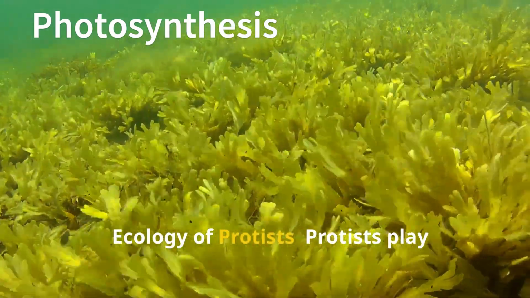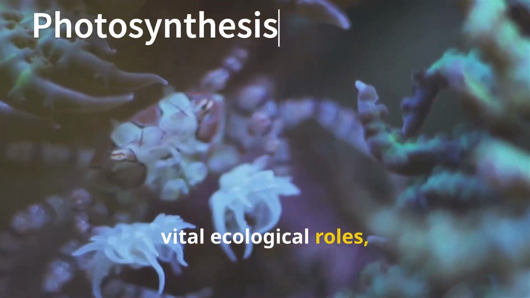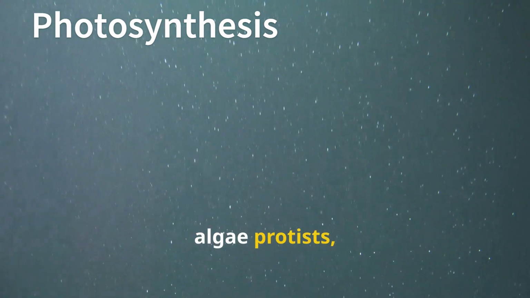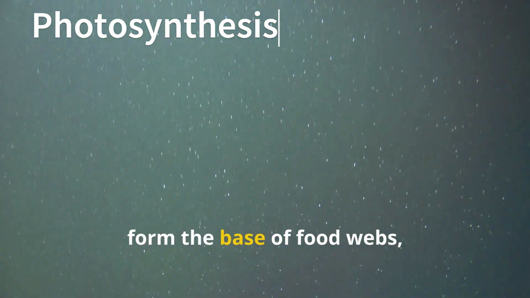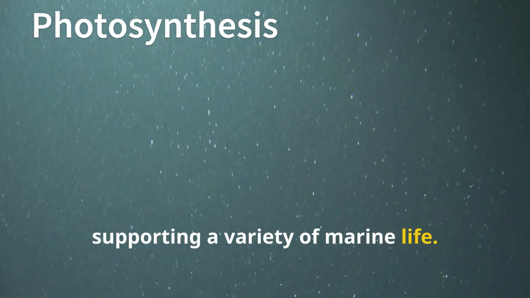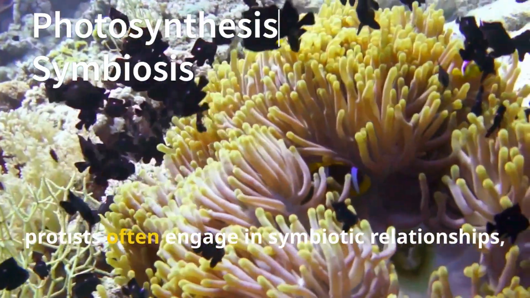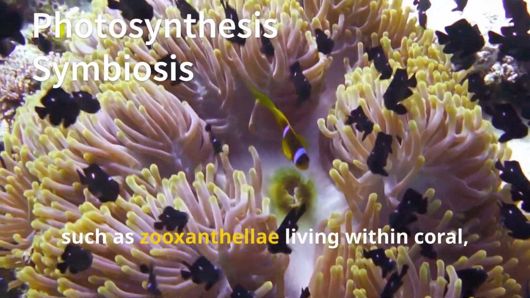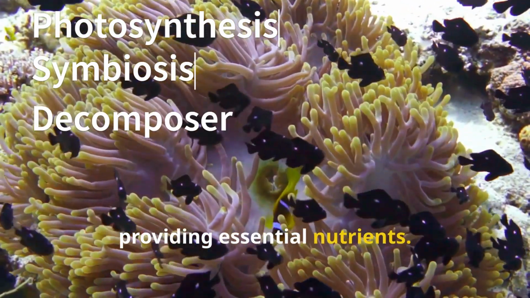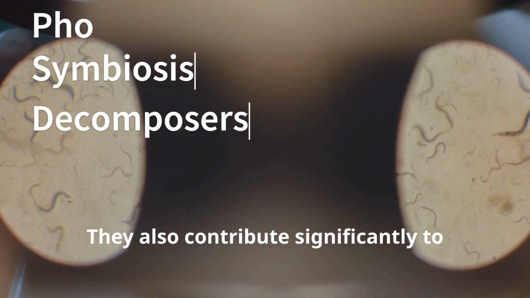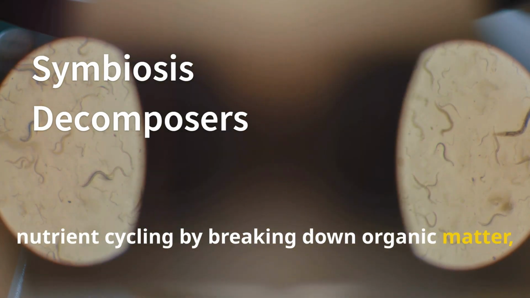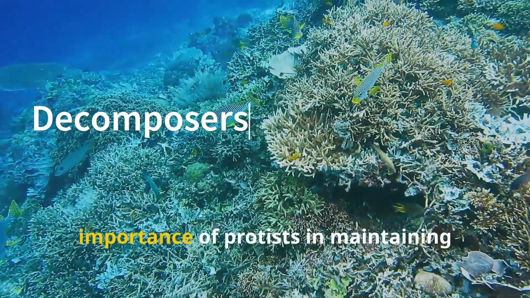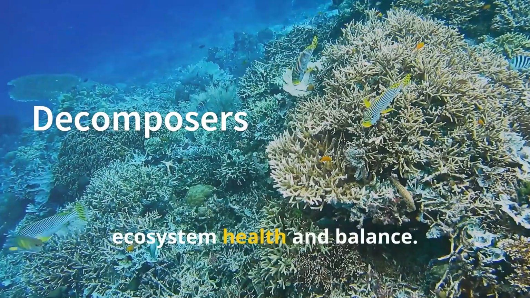Ecology of protists. Protists play vital ecological roles, particularly as primary producers in aquatic ecosystems. Through photosynthesis, algae protists, such as phytoplankton, form the base of food webs, supporting a variety of marine life. Additionally, protists often engage in symbiotic relationships, meaning with mutual benefits, such as zooxanthellae living within coral, providing essential nutrients. They also contribute significantly to nutrient cycling by breaking down organic matter, releasing nutrients back into the environment. This multifaceted impact underscores the importance of protists in maintaining ecosystem health and balance.